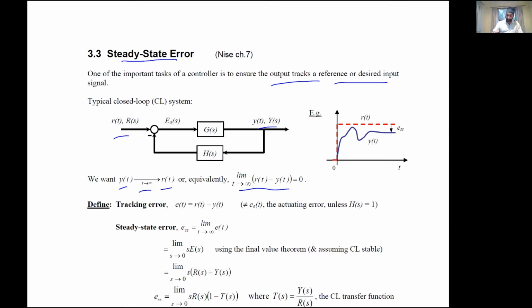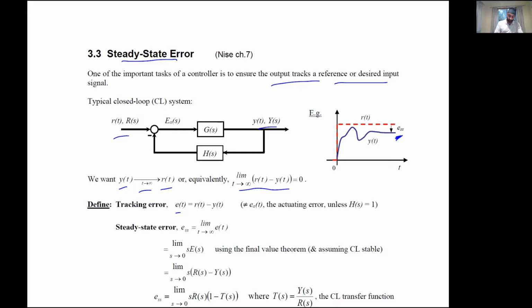If it is not equal to 0, in general, let's say we apply a constant input r, and we get some transients, and then we settle down at some steady state value. If this does not approach 0, it approaches some value of r minus y, which is the steady state error, E_SS, then this E_SS is the steady state error or the tracking error. So E(t), the tracking error signal, is defined as E(t) is equal to R(t) minus Y(t).